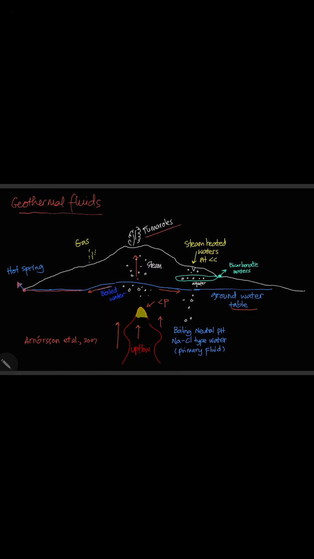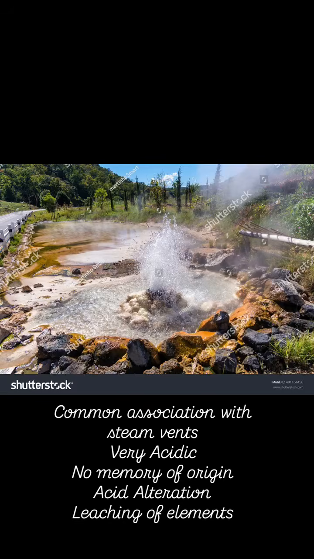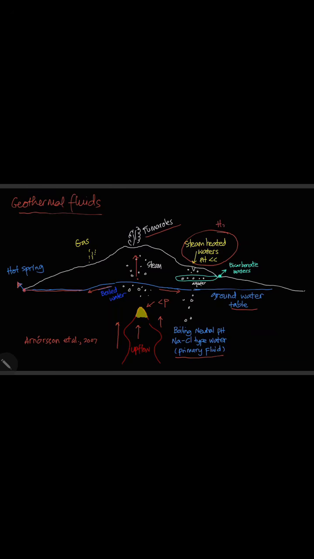And if we have the boiling neutral pH sodium chloride type water as a primary fluid, and when it boils and goes up, say if we have a shallow aquifer close to the surface, and that shallow aquifer is being heated only by the steam's heat, it'll end up as steam heated waters. Very low pH, because of the process that experiences oxidation from H2S to H2SO4, from hydrogen sulfide to sulfuric acid.